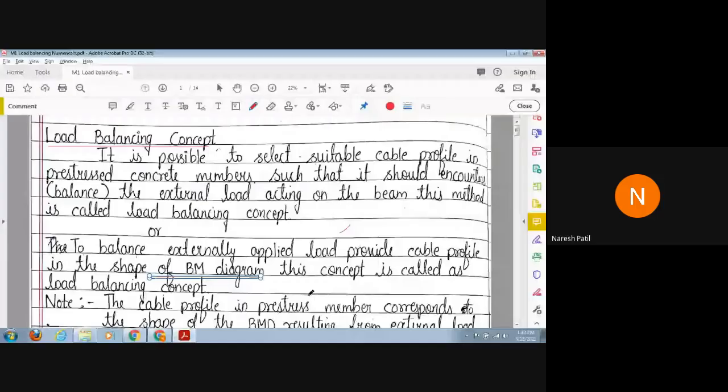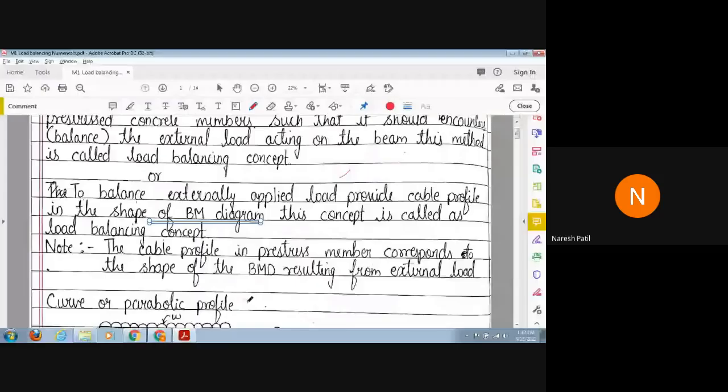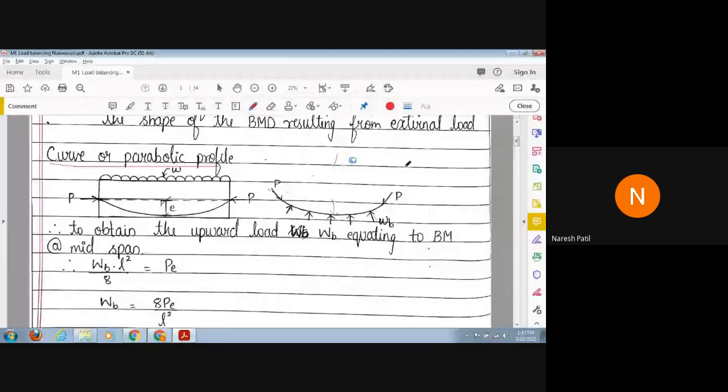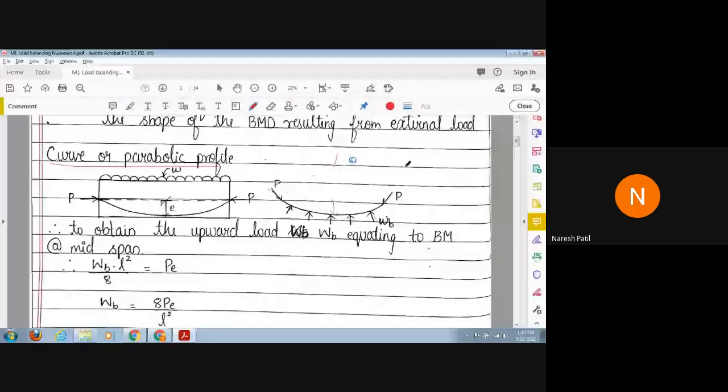The cable profile in a prestressed member corresponds to the shape of the bending moment diagram, resulting in balancing the external load. Now I'll show you one by one. The first we have is the curved or parabolic profile. Why is it parabolic now? Can anyone tell me? The first profile you can see is parabolic. Why is it parabolic here? It's a UDL, sir. Yes, UDL.